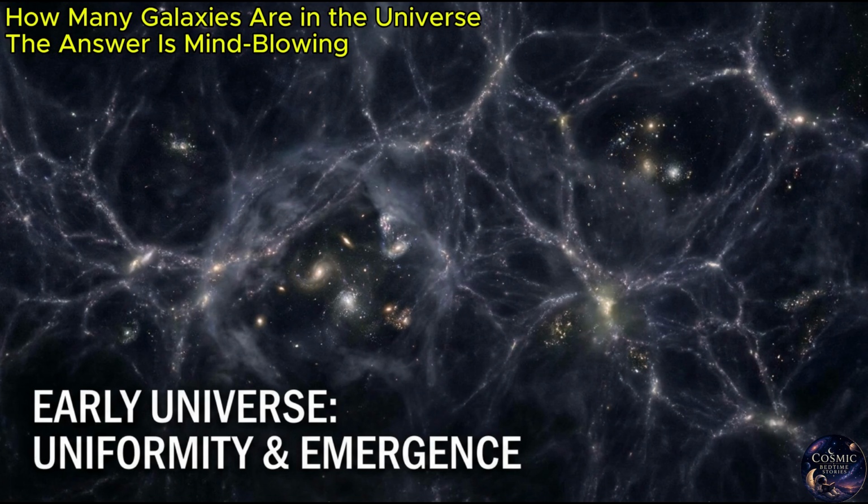However, as observational depth increased, especially through space-based telescopes, it became clear that many faint and distant galaxies were not being detected. These low-luminosity systems are far more numerous than bright galaxies and contribute significantly to total counts, even though they are individually difficult to observe.